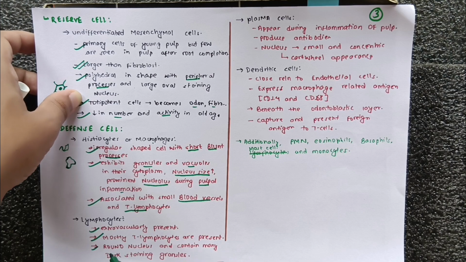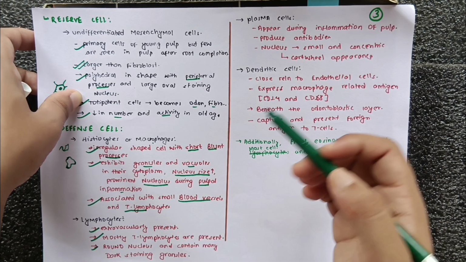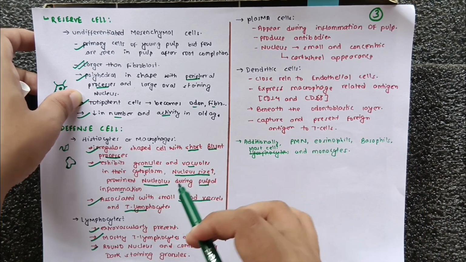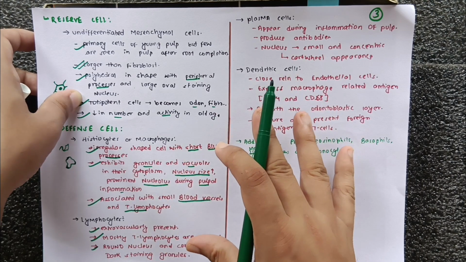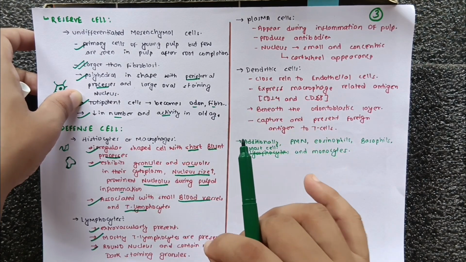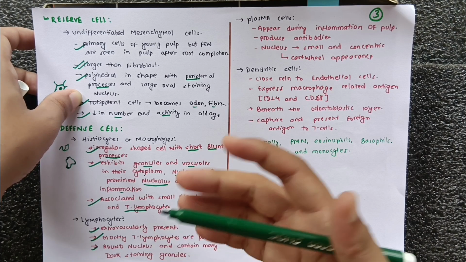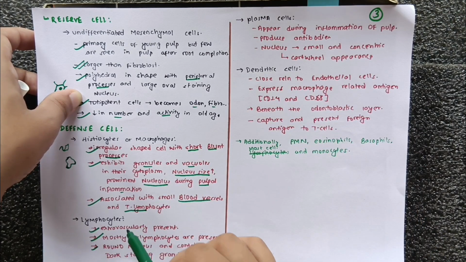I think you have read about lymphocyte, plasma cell and dendritic cell in your pathology. I have written just a small point, and it is not quite important here, so I am just reciting all those points. The lymphocyte is extravascularly present, mostly T lymphocytes are present here, with a round nucleus and many dark staining granules.